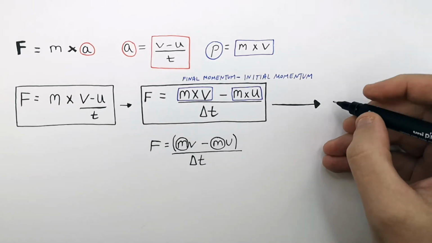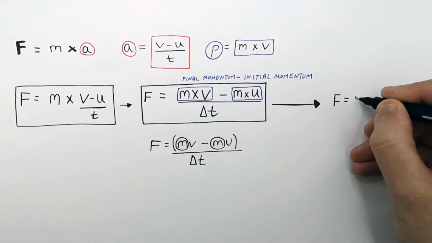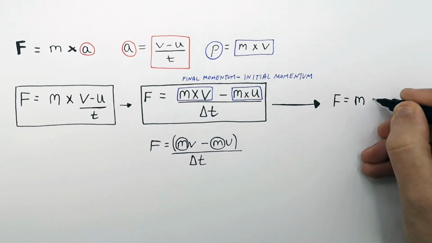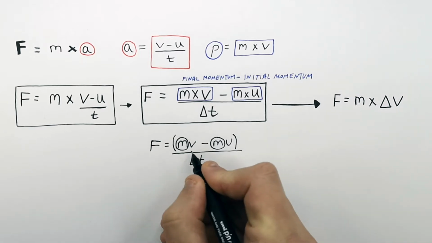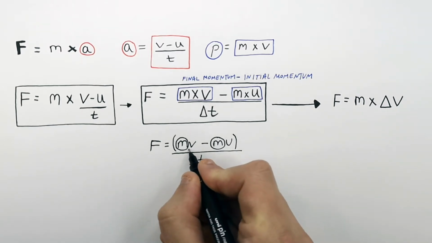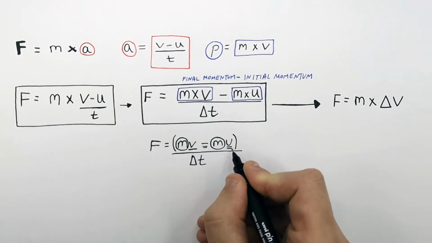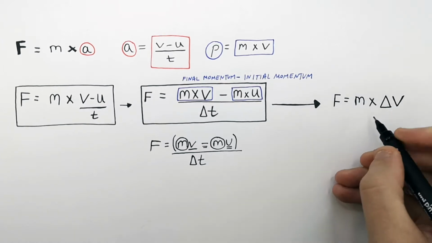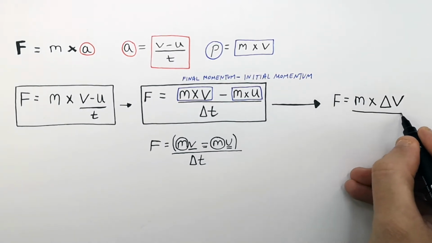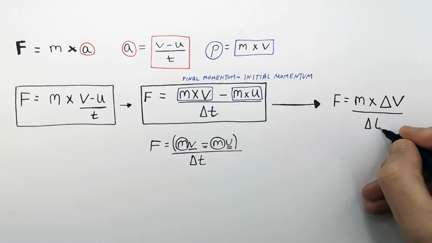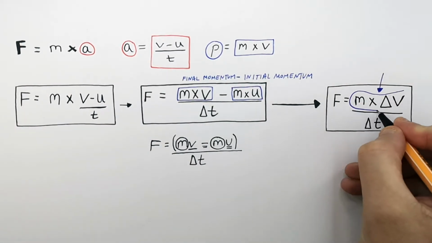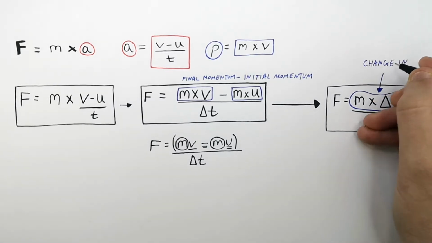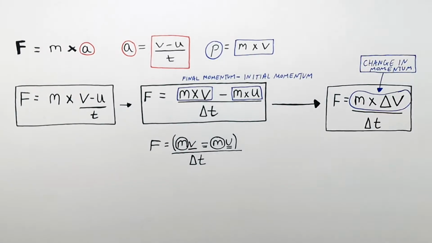be written as F equals the mass, which remains the same in both mv and mu, times the change in velocity, delta v, where delta v is the same as saying v minus u. And then we can divide m times the change in velocity by the change in time, delta t. And remember, m times the change in velocity is the change in momentum.